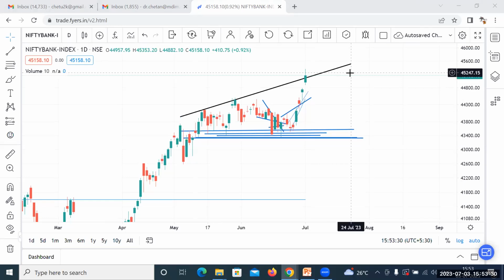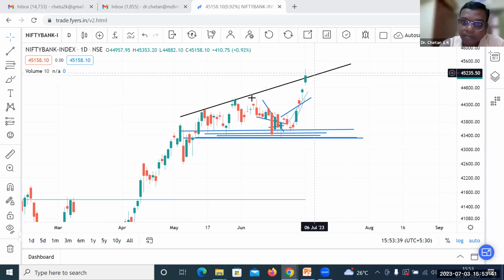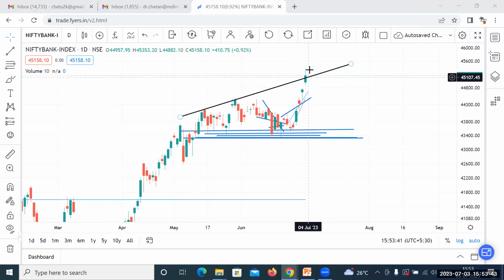So I think it's a spinning top, sir. So it is now in an indecision point. We can't take any decisions right now. But yes, the trend line also, we can see that it also broke the trend line. So I think, sir, we should wait for the next candle before taking a decision.